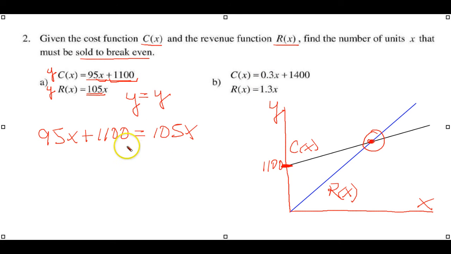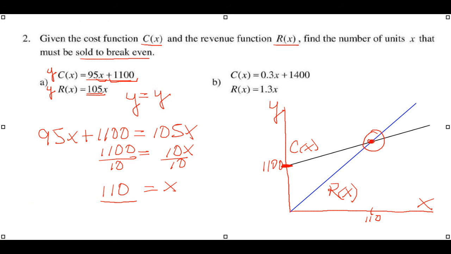So here we subtract 95x from both sides, and we get 10x equals 1100. Divide both sides by 10. We get x equals 110. So the break-even point for 2a is you need to sell 110 units to break even. So this number right over here would be 110.